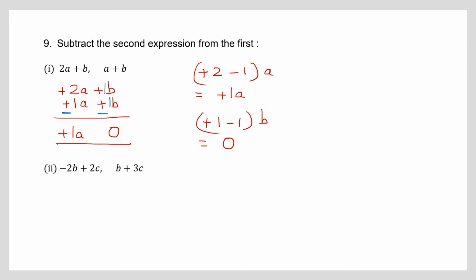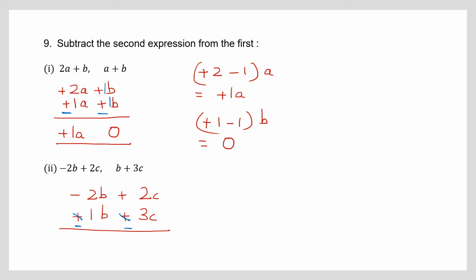Subtract the second expression from the first. So I write the first one as it is. I write the second one below this, b plus 3c. Now let me write what was missing. So I have plus 1. Now since it's subtraction, change the signs of the second row. So plus will now become minus, plus will become minus. Now I work out my sum.